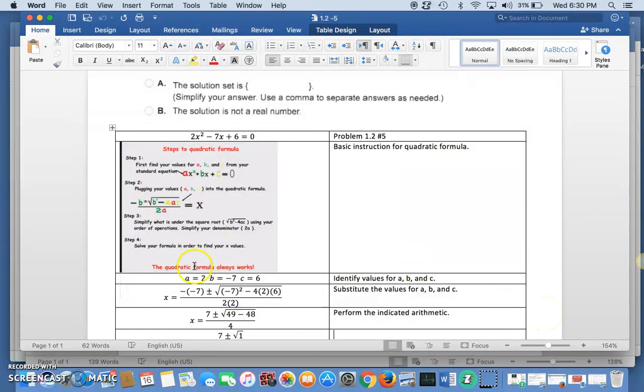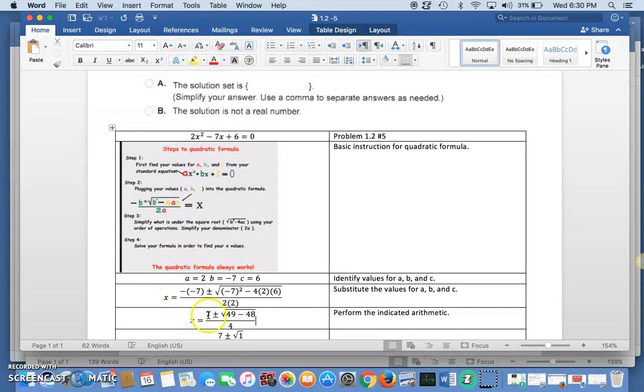First thing, truly identify A, B, and C. A is 2, B is negative 7, and C is 6. Then I come down and I will plug in each one. Notice I take and I put parentheses around each variable. That just helps me with my signs and so forth.